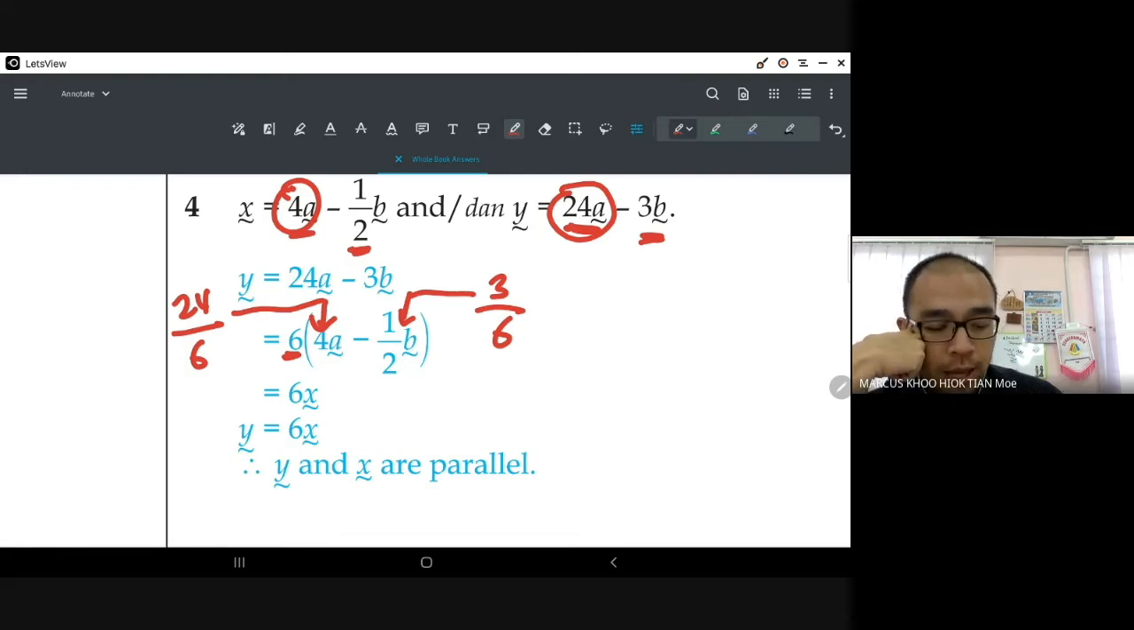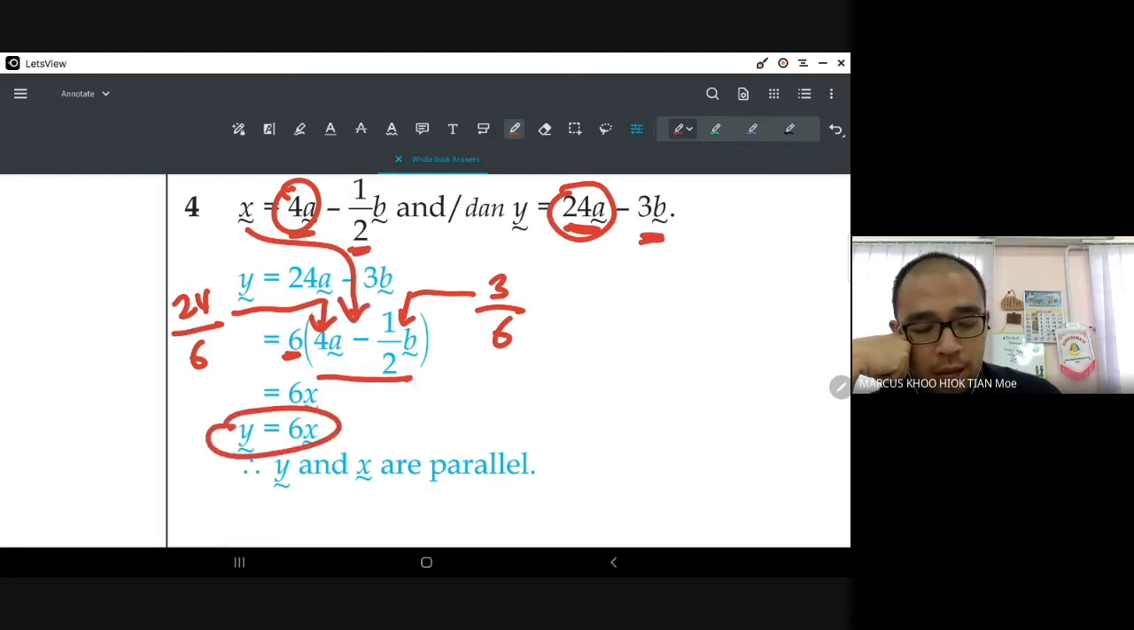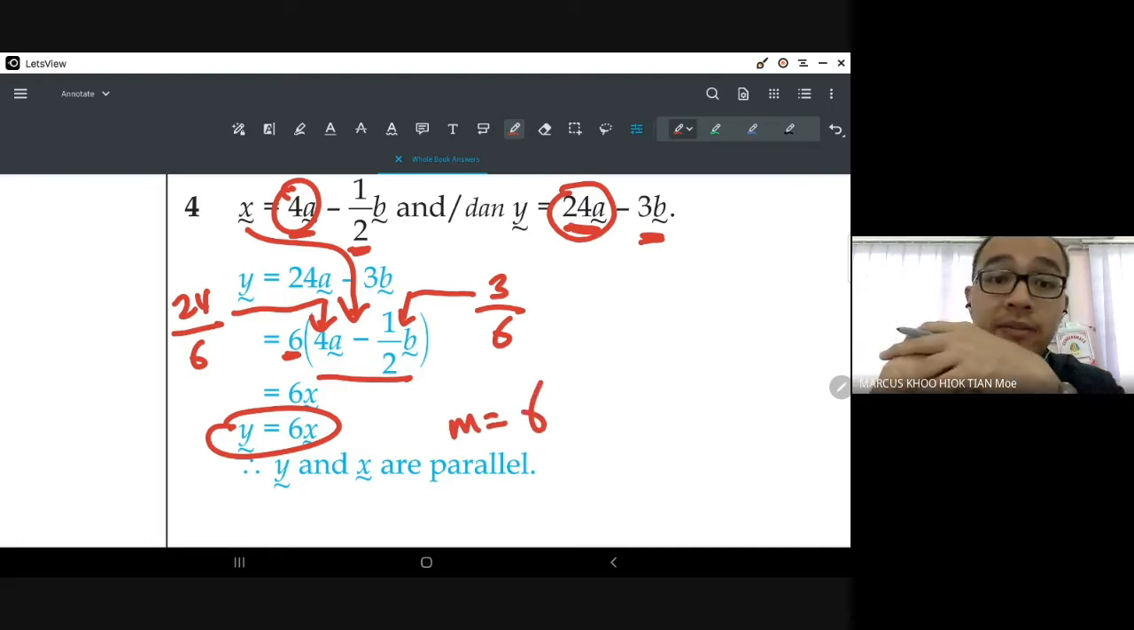Okay, then you can put the x vector inside here. Put the x vector in here, you get y equals 6x. Now the m equals 6. Okay, so these are parallel vectors.